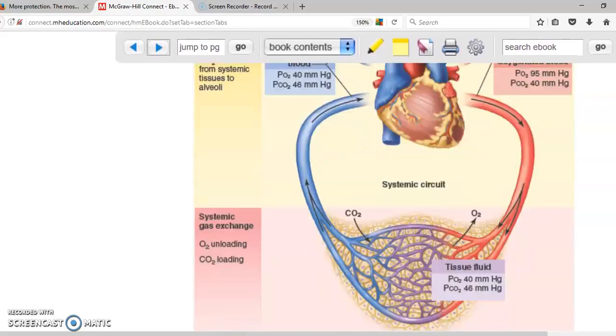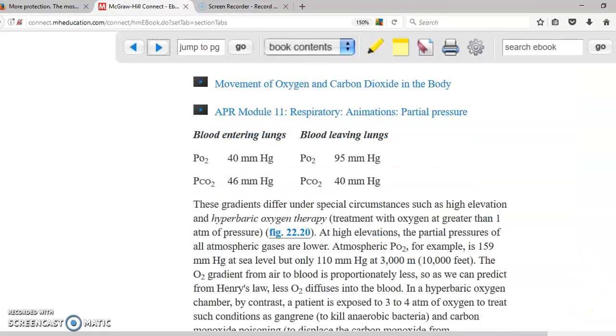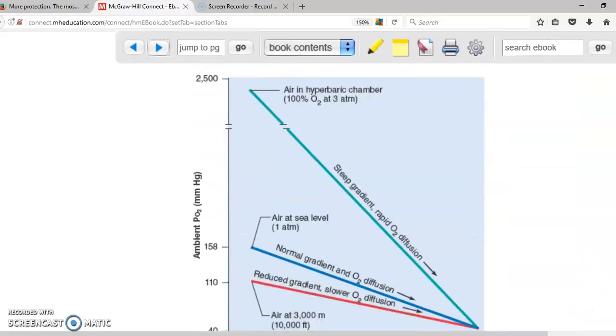You have a figure in here. This is in your tissues. You have more carbon dioxide in your tissues going into your blood, and obviously you're going to have more oxygen from your blood going into your tissues. If we keep scrolling down, right here you have another table where it says that the more pressure you have, the more unloading of oxygen.